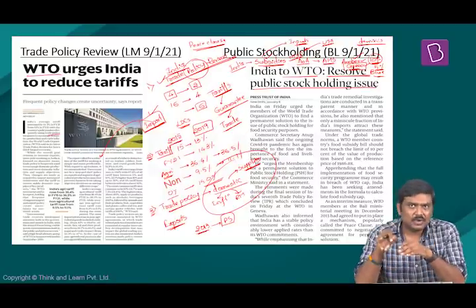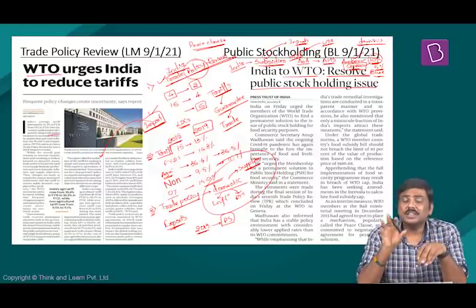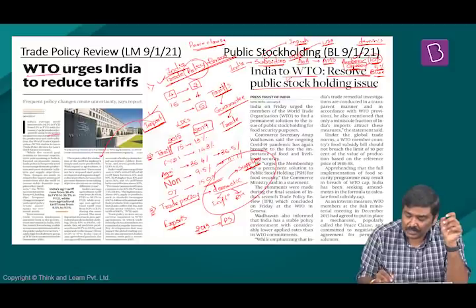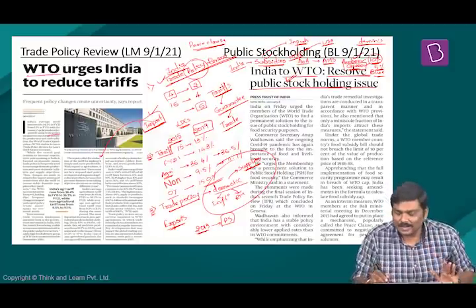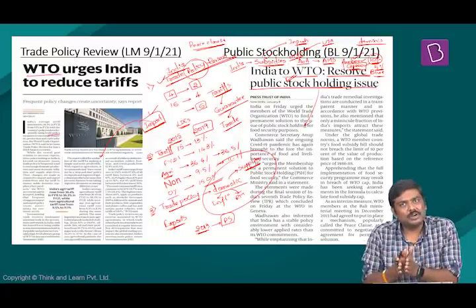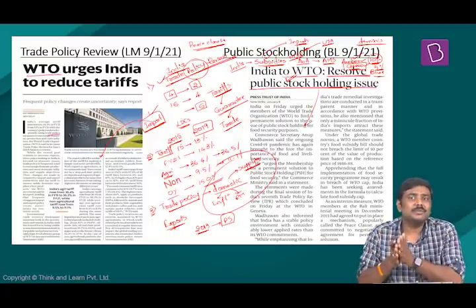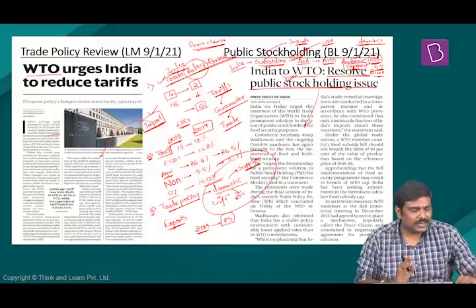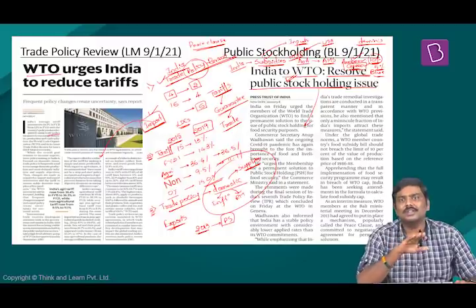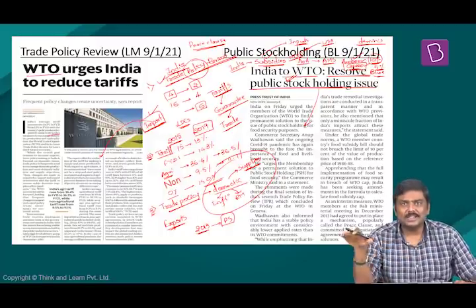Now this peace clause has been inserted, but the Government of India has been insisting that there has to be a permanent solution for this issue of food security or public stockholding. And this again has been raised by the Government of India during the negotiations or deliberations being held at the WTO. So this is a very important article with respect to the relation between India, the USA and the WTO.